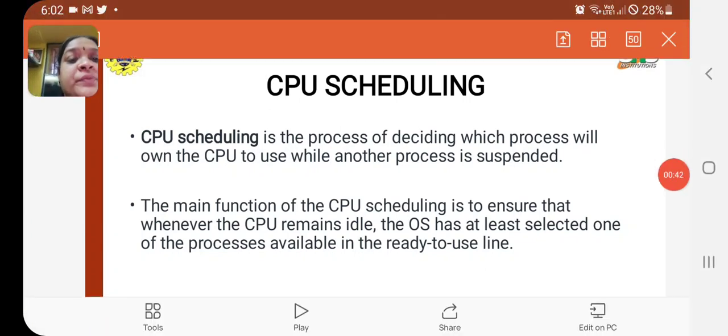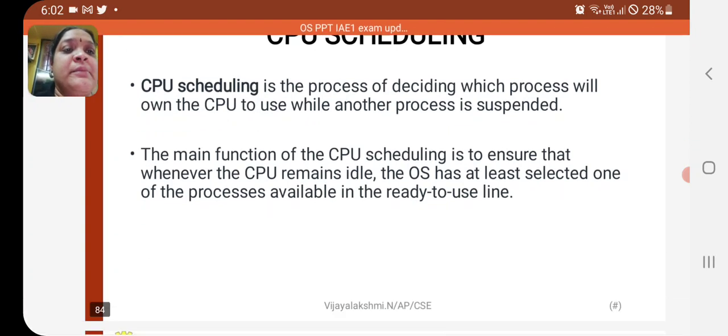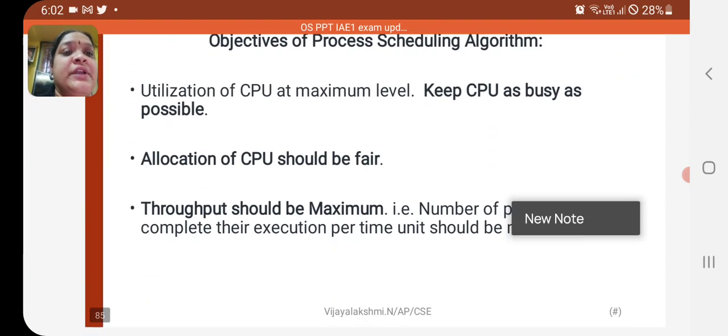CPU scheduling. What is the main function of CPU scheduling? It will ensure that whenever the CPU remains idle, the OS selects at least one of the processes available in the ready queue to use in the processor. So for a long time the CPU should not be idle. That is the main function of CPU scheduling.